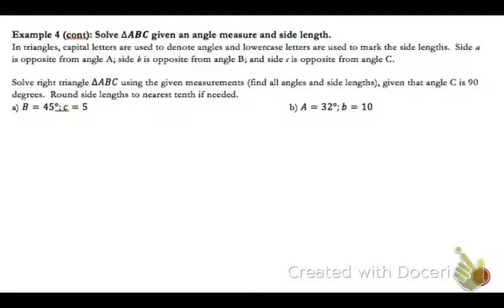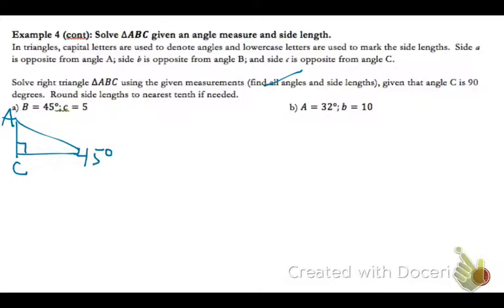So we're going to solve right triangle ABC using the given measurements. And what we're going to do is, rather than find all the angles, I think your notes page just says find the side lengths. And we're just going to have the information given that angle C is our 90-degree angle. So first, let's draw a picture of this triangle. So there's our 90-degree angle, and that's C. We don't know what A is, but we know that angle B is 45.